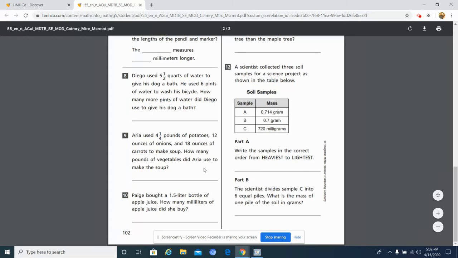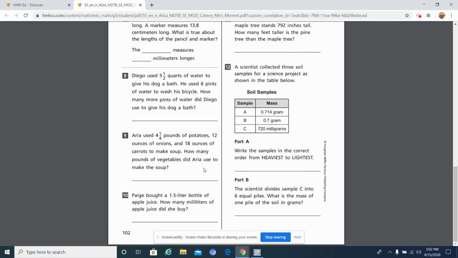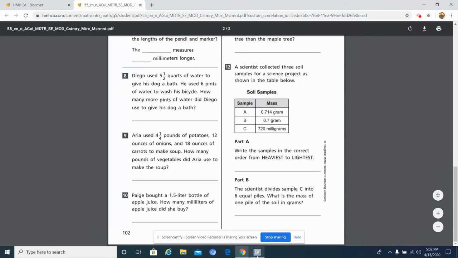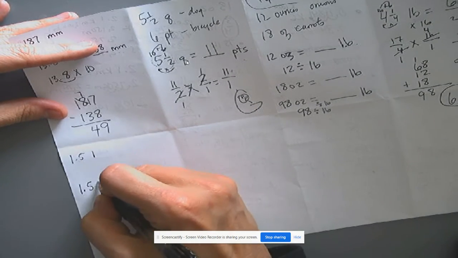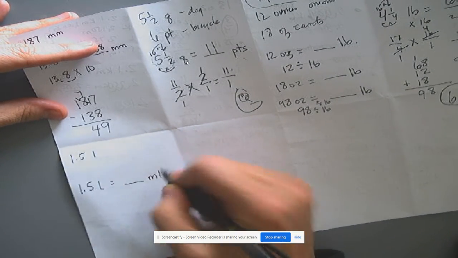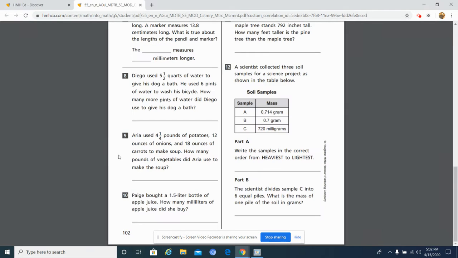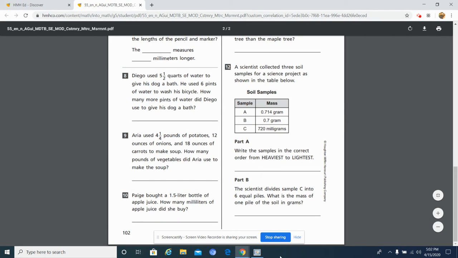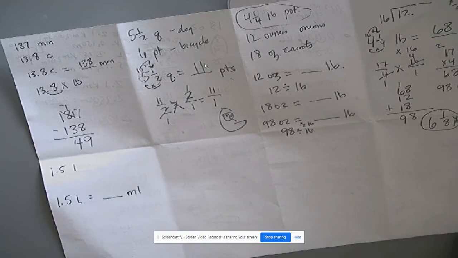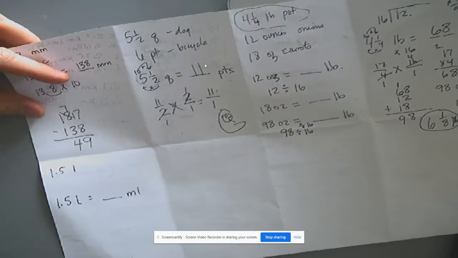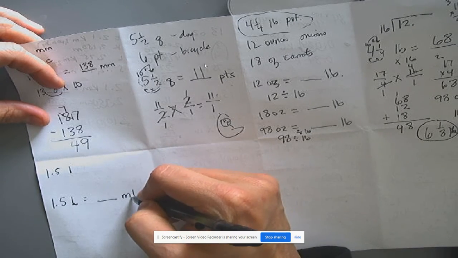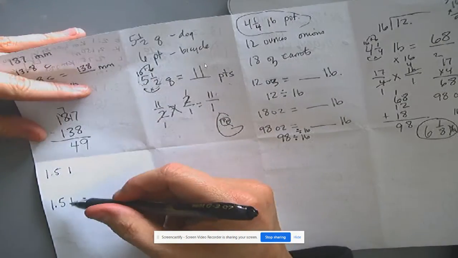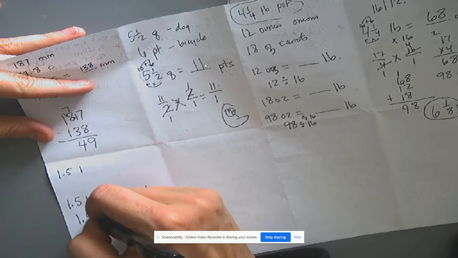Okay, Paige bought a 1.5 liter bottle of apple juice. How many milliliters of apple juice did she buy? So all we have to do on this one is take liters equals how many milliliters. Is that right? I gotta check real quick. Yep, milliliters. Okay, what do we ask? Large to small, small to large, right? Okay, so liters to milliliters, we're going large to small. So horse to fly, multiply.